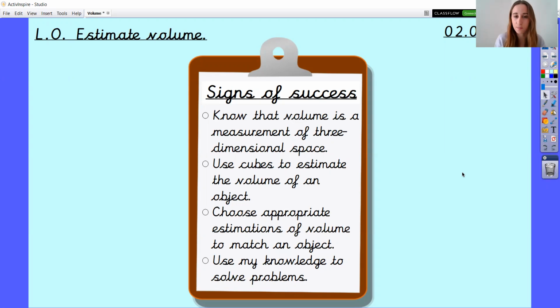We're estimating volume. If you need a bit more time to write your LO and date, then you can pause the video now and press play when you're ready to carry on. If you're happy to carry on, let's keep going.